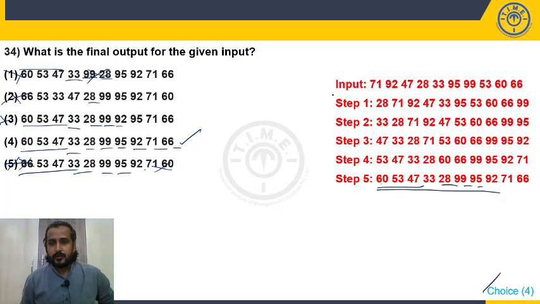So once we are able to write the steps, questions are easy. And here in each question you are not given any individual input; all the questions have only one input. So it is very easy. You may need some time to understand the logic, then 2 to 3 minutes to write the steps, and 1 more minute to answer the question. So it will take 5 minutes.